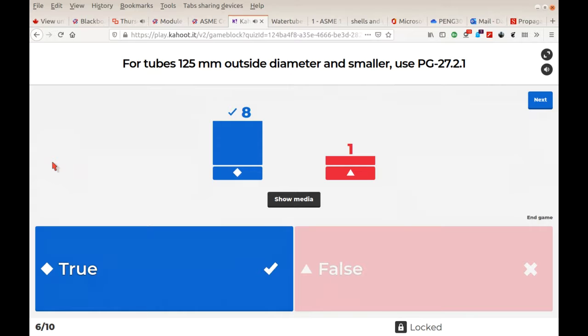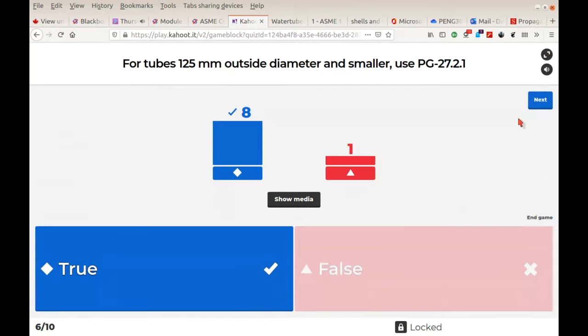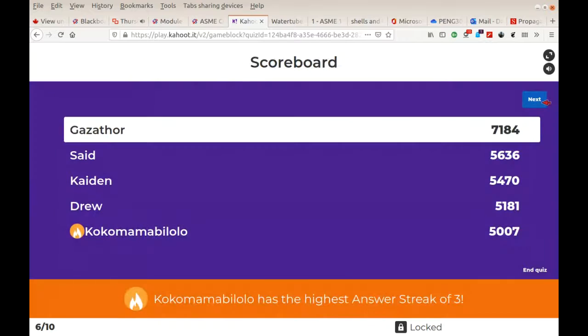Right on. So that, in fact, is PG 27.2.1. Those are the two formulae in there. One is solved for thickness, the other one is solved for maximum working pressure. This is the one that we just did with the tubes. And so if a tube exceeds 125 millimeters, it kicks us out into the piping and shell formula.